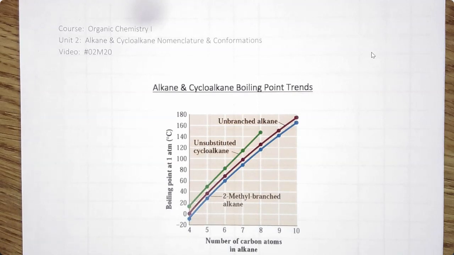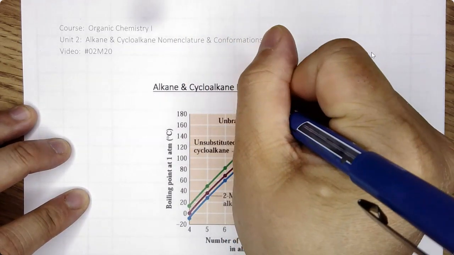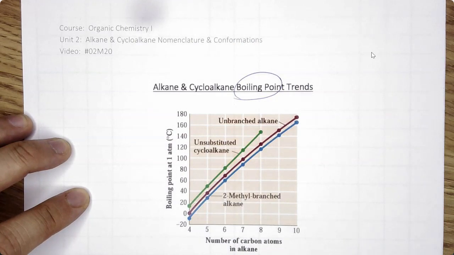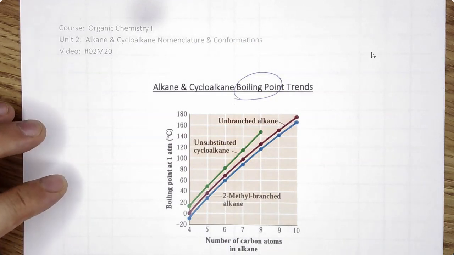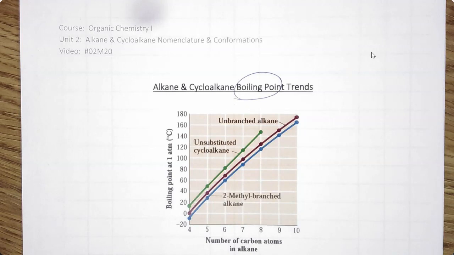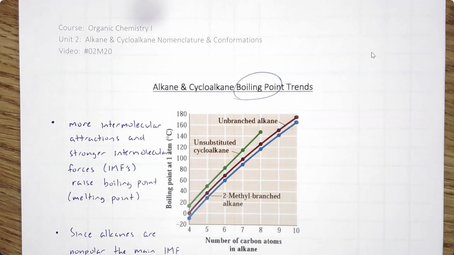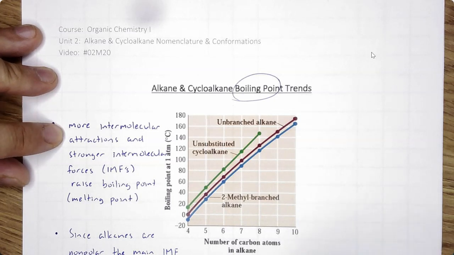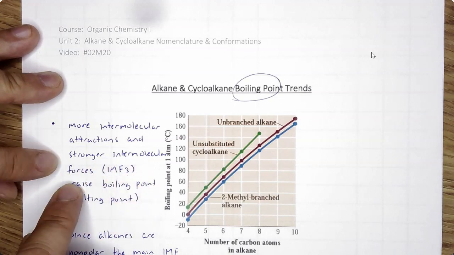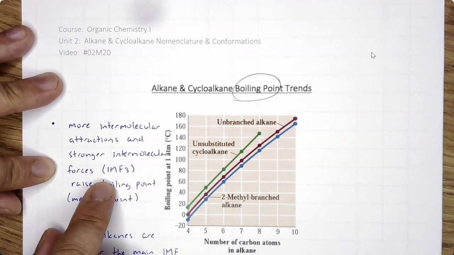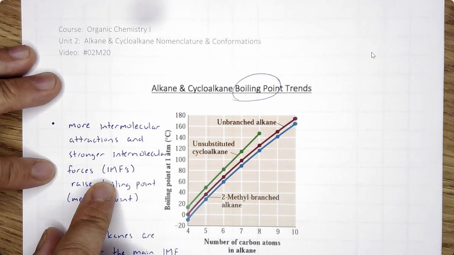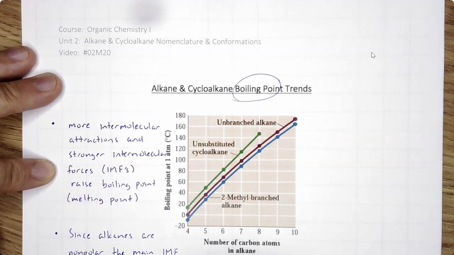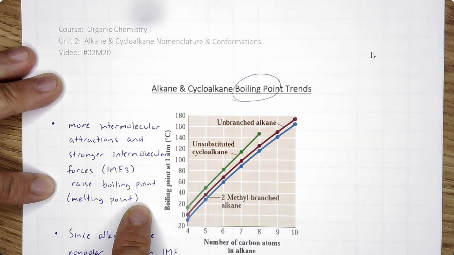But actually, I want to focus first real briefly on this idea of boiling point. And let me write down 1 or 2 concepts about boiling point that would be useful to know. First, the more intermolecular attractions a molecule has with other molecules, and the stronger intermolecular forces, you might know this as IMFs from general chemistry, the stronger those forces are, the higher the boiling point is.